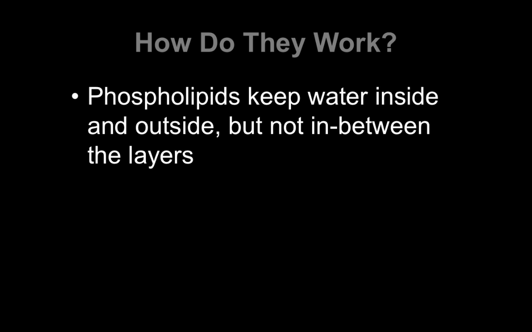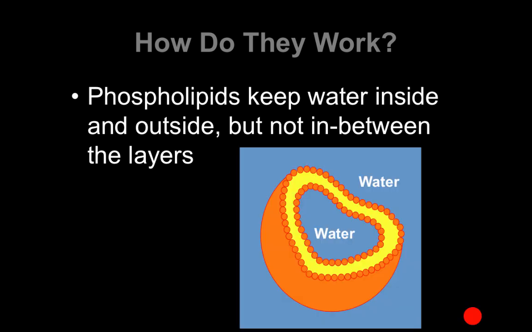So how does a membrane work? The phospholipids keep water inside the cell and outside the cell, but not in between. Because remember, the fatty acid tails in between really don't like water. So here's just kind of a cutaway of a cell. We've got water on the inside of that cell, water on the outside, but that membrane keeps those two bodies of water separate, and that's what's important.